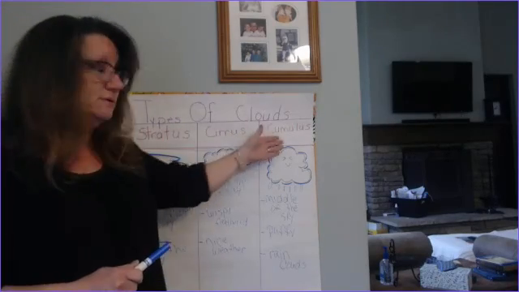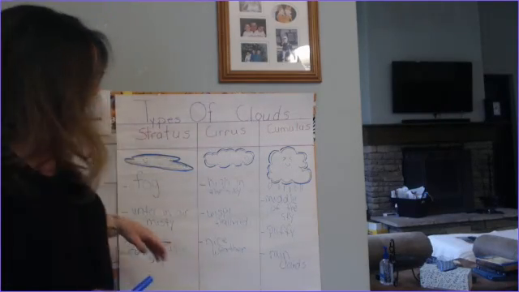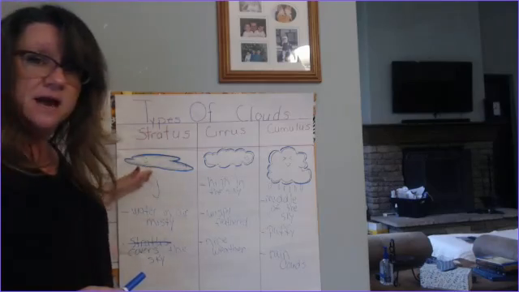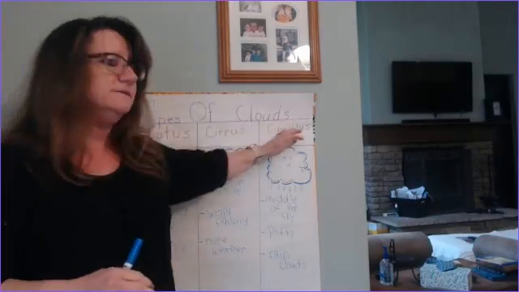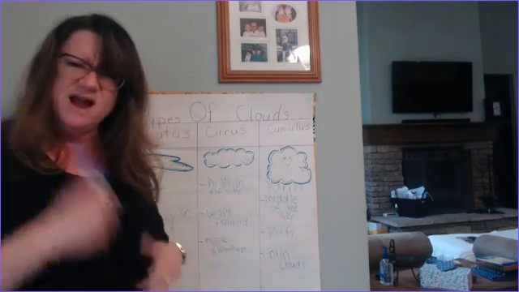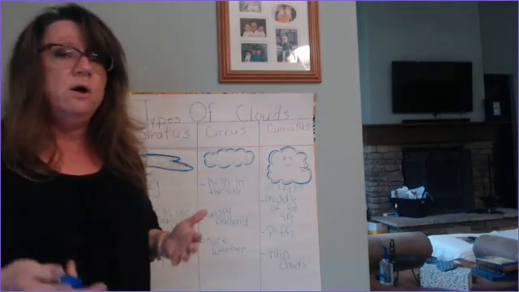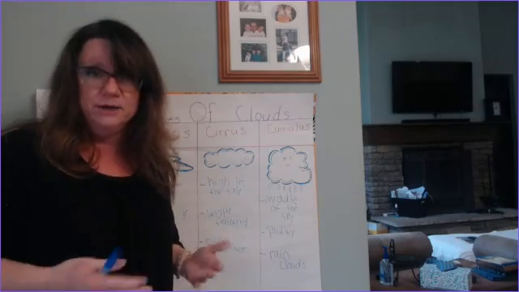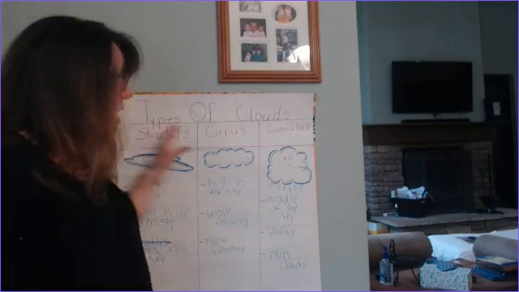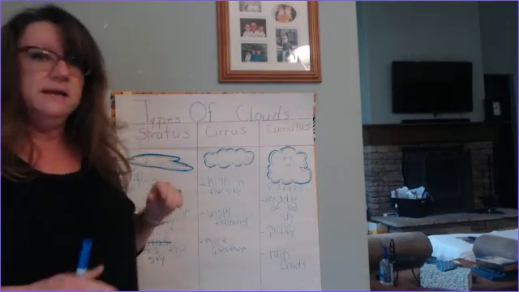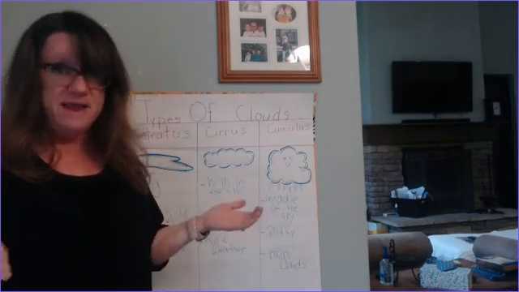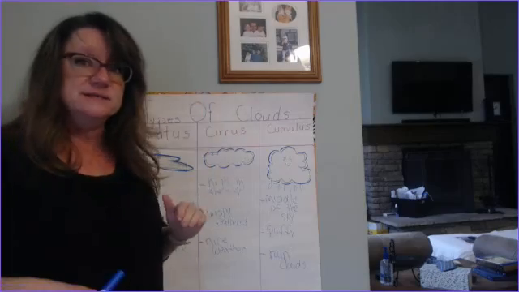Tell someone in your house the three different kinds of clouds, and tell someone in your house maybe how they're the same and how they're different. How are these three clouds the same? We did talk about how they're different. How are they the same? They're all made out of water vapor. So all the clouds are made out of water vapor. They're different in the kind of weather they make and where they are in the sky.